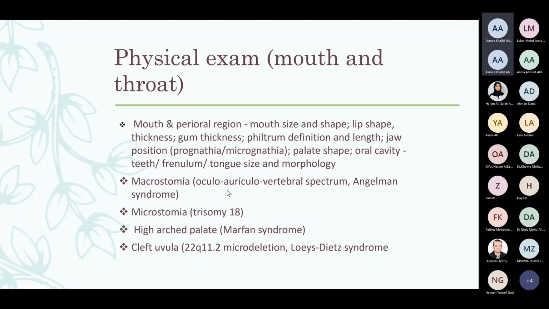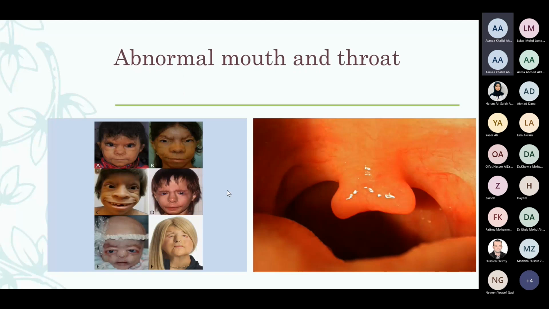It could be a big tongue, or there's thrusting like in Down syndrome, or big like Beckwith-Wiedemann. There is microstomia, like in Angelman syndrome. Microstomia, like in trisomy 18, if there is a high arch palate, like in Marfan syndrome. And if there is cleft uvula, like in 22 microdeletion. This is only abnormal shape of the mouth. You can figure out what it is.